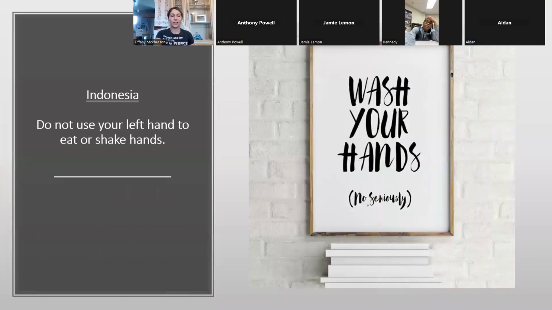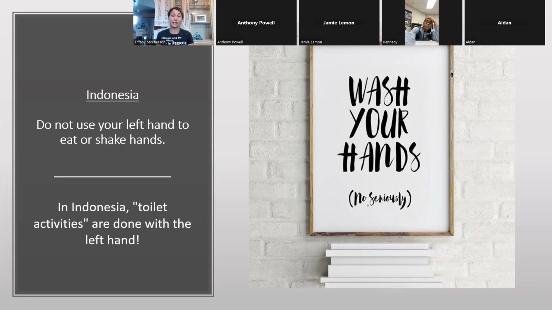Okay, so now looking at Indonesia, you should never use your left hand to eat or shake hands when you're in Indonesia. The reason why is because that is considered like your toilet hand. So anything that you would be doing in the bathroom that has to do with the toilet, you do that with your left hand. So it's kind of like the dirty hand. Of course, you could still wash your hands, but that's part of their culture. They shake hands with their right hand. They eat with their right hand because that's the hand that's designated for those activities.